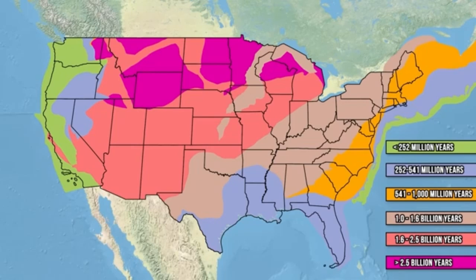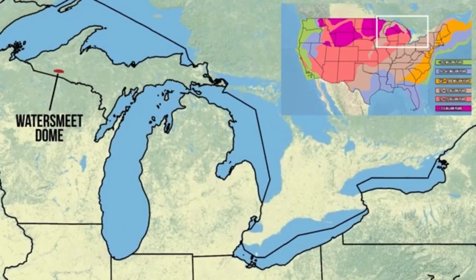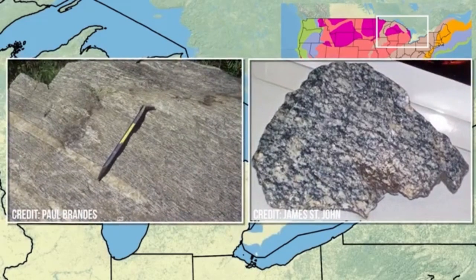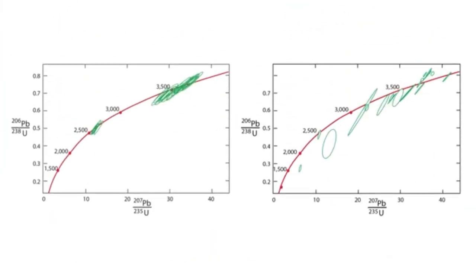Let's continue east to the Upper Peninsula of Michigan and look at the rocks there. Old rocks in this area are exposed in an area called the Watersmeet Dome. Here are what the old gneissic rocks in the Watersmeet Dome look like. Some are strongly deformed, as on the left, and some are less so, as on the right. As you see from the data plotted on the Concordia diagrams, almost all of the analyzed zircon have lost lead, and the data form an array along straight lines.